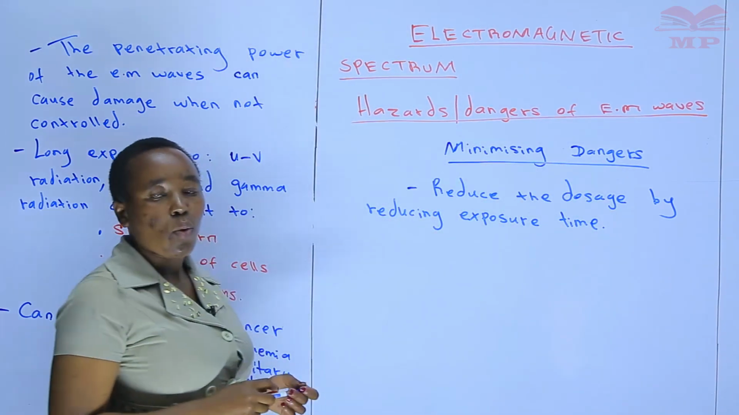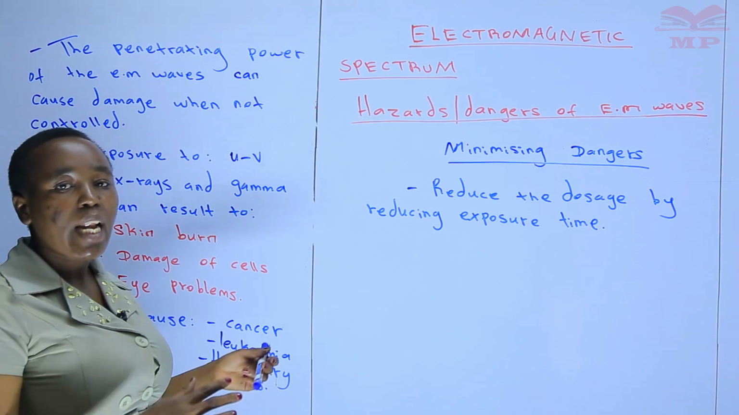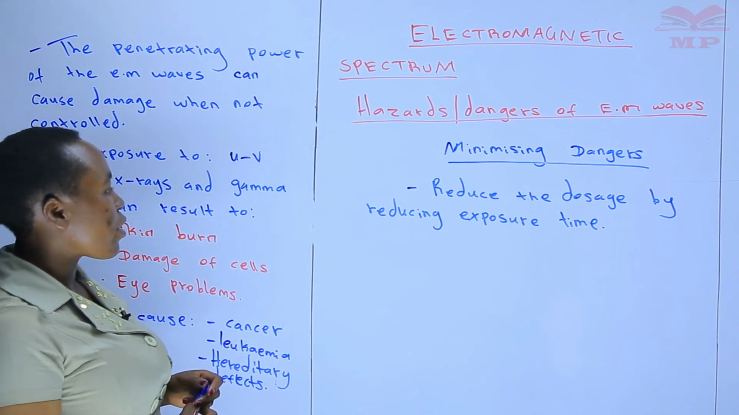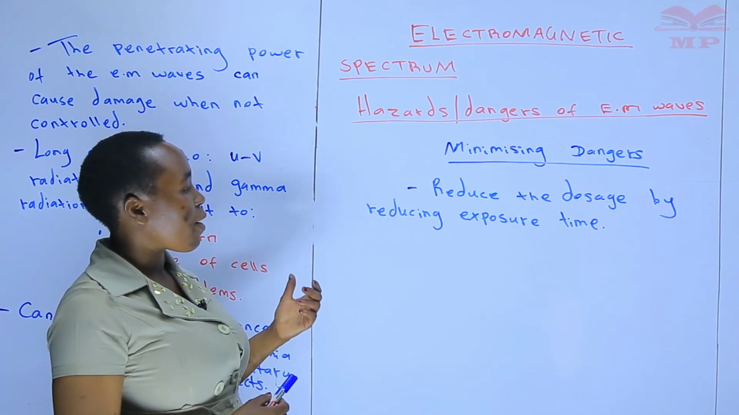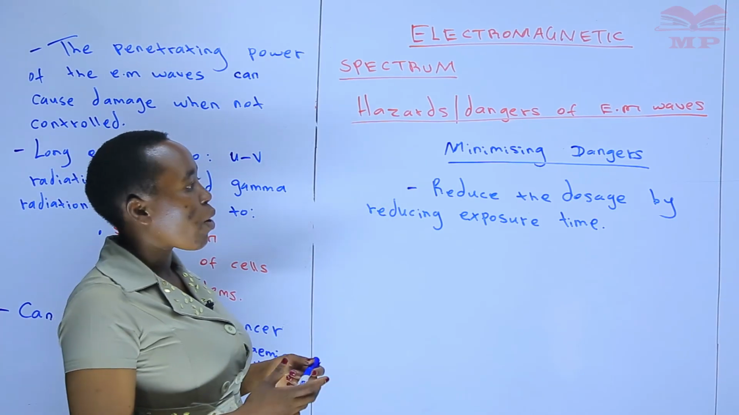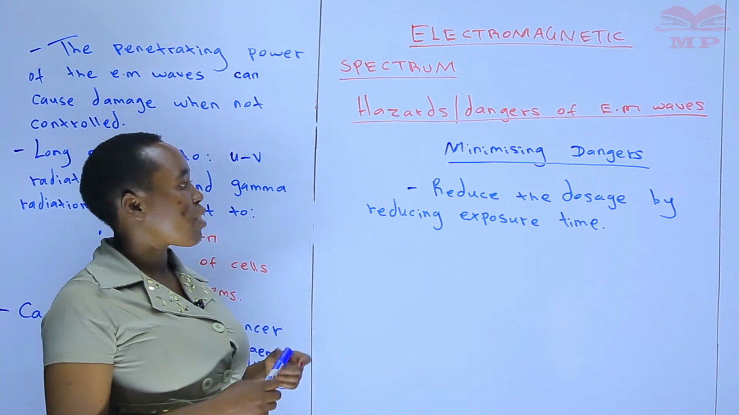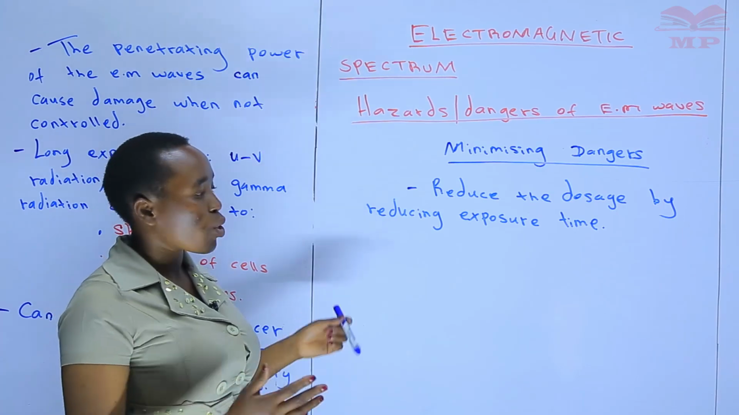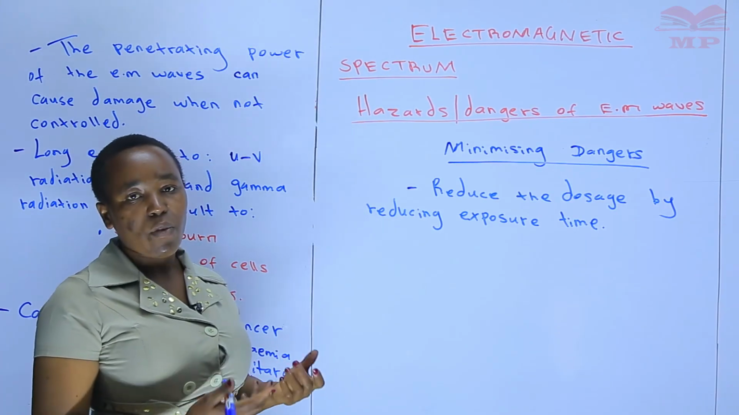And that's why it is always advisable not to undergo so many X-rays within a short period of time. So you reduce the dosage by reducing the exposure time, because we have seen that they are very dangerous, and that's why when a person is being treated of cancer and is going through the chemos, those are radiations. Long exposure to those chemos can lead to destruction even of the skin.